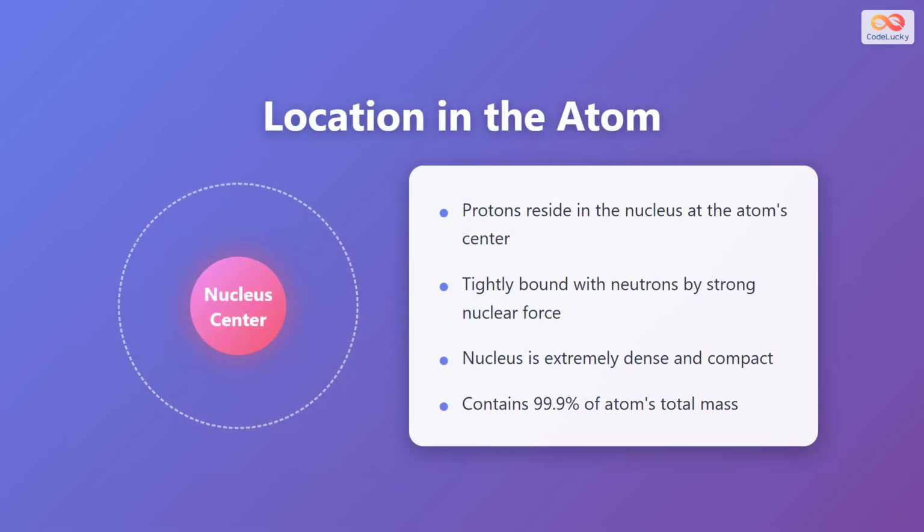Protons reside in the nucleus, which is located at the very center of the atom. Inside the nucleus, protons are tightly bound together with neutrons by an extremely powerful attractive force called the strong nuclear force. The nucleus itself is extremely dense and compact, occupying only a tiny fraction of the atom's total volume. Despite its small size, the nucleus contains 99.9% of the atom's total mass, with protons and neutrons contributing almost all of that mass.